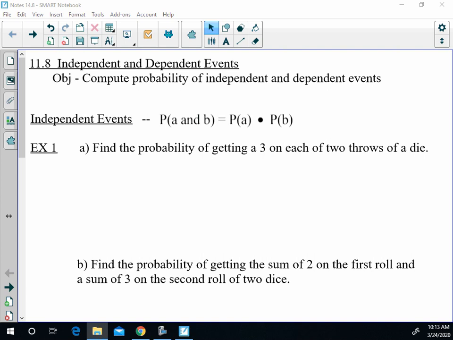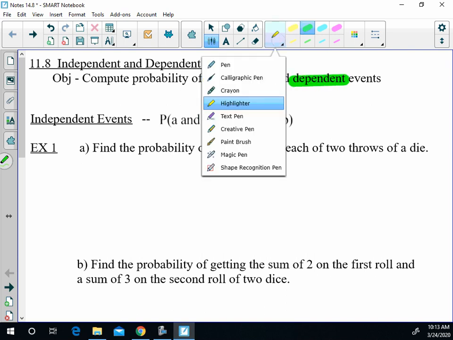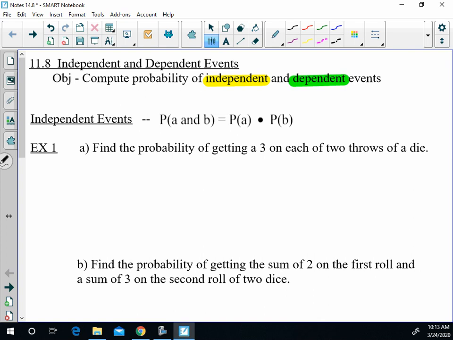All right, this one should be pretty short and sweet. We're talking about the probability of independent and dependent events. Before we go on, I want to talk about what these two words mean. Think about what it means to be independent and what it means to be dependent.